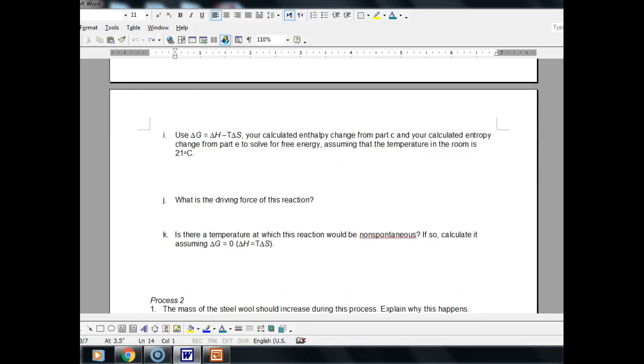You've done that separately now, and then in part I want you to actually calculate what delta G would be, assuming the temperature was around 21 degrees. So we're going to see basically how close H was to I.